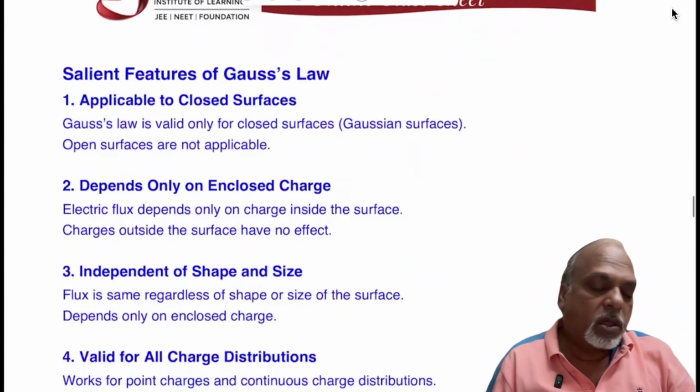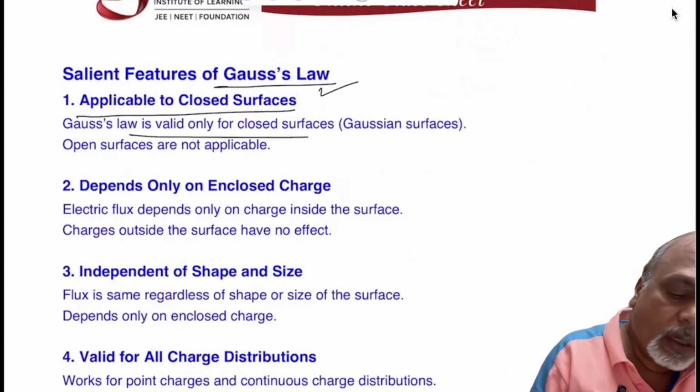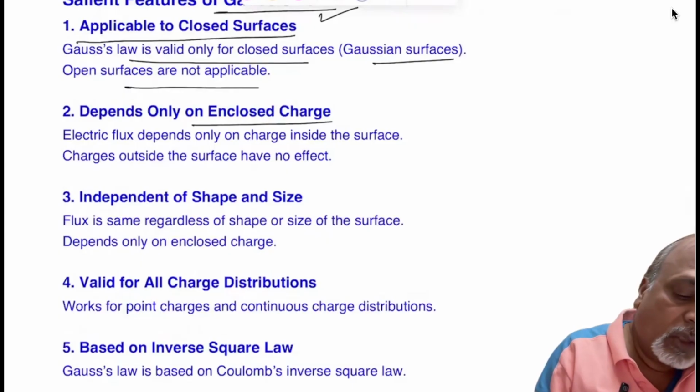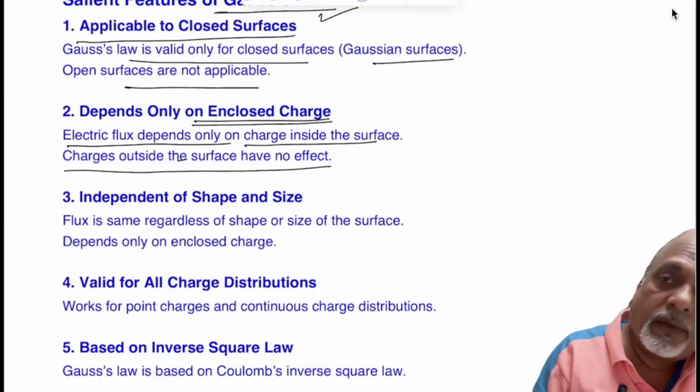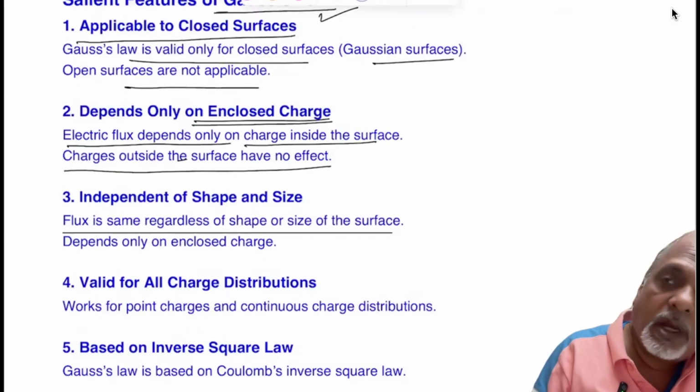So Gauss law, what are the salient features? This is applicable to closed surfaces only, the Gaussian surface. Open surface you do not draw. It depends only on the enclosed charges. Electric flux depends only on the charge inside the surface. Charges outside the surface have no effect. It is independent of shape and size; flux is the same regardless of the shape or size.